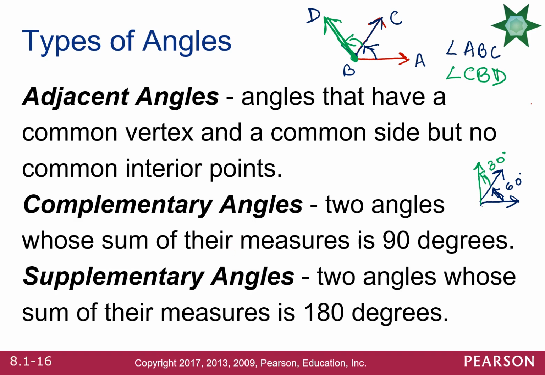And then finally, supplementary angles: two angles whose sum of their measures is 180 degrees. Just the way we created complementary angles, we can create supplementary angles, and the sum of their measures would be 180 degrees. They are called supplementary angles.